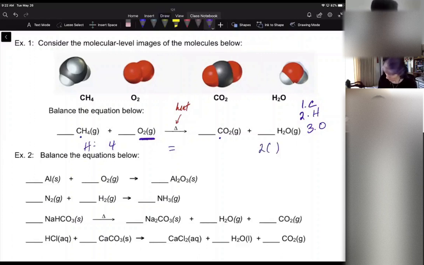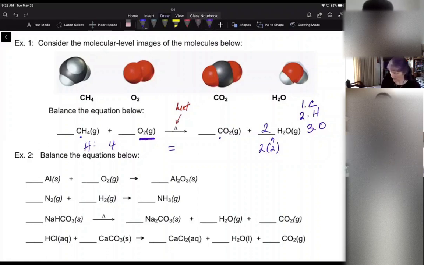So I'm going to multiply it by 2 to make it equal to 4. So now the hydrogens are balanced. Next up, I'm going to look at the oxygens. Now, every time I put a number in front here, I'm going to get 2 of them.